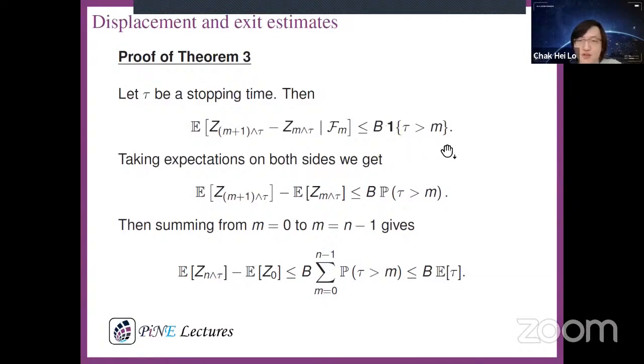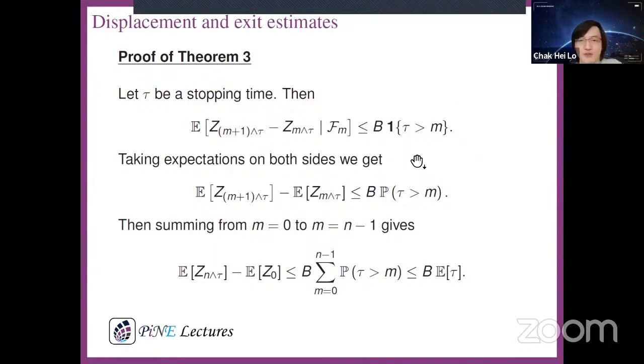So let's look at the two cases. If tau is greater than m here, then when you take the minimum, the tau disappears because tau is the bigger one. So we have Z m plus 1 minus Z m. This is exactly bounded by b, right? From the condition that we have previously. And if it is not, then we just have Z tau minus Z tau, which is 0. So we also have the correct bound here.